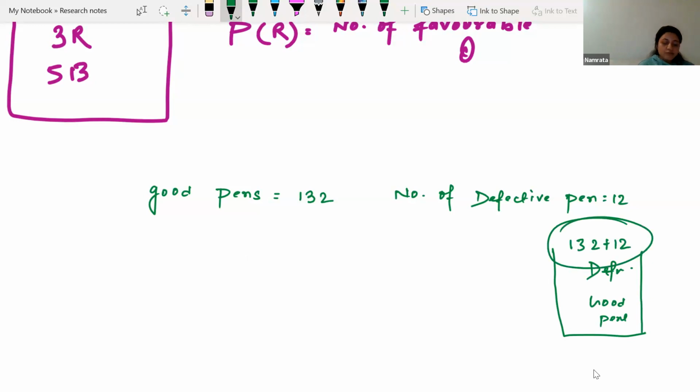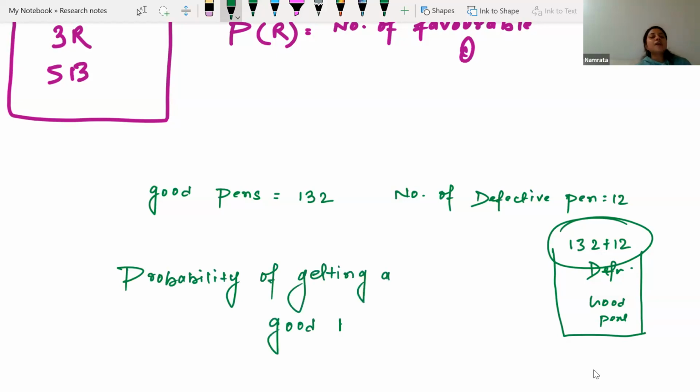Now the question says one pen is taken out at random. We are just taking out one pen from here. Determine the probability that the pen taken out is a good one. So we have to find the probability that we are taking out the good pen. Now, probability of getting a good pen, we know we can find any probability just by the formula, that is number of favorable outcomes by total number of outcomes.